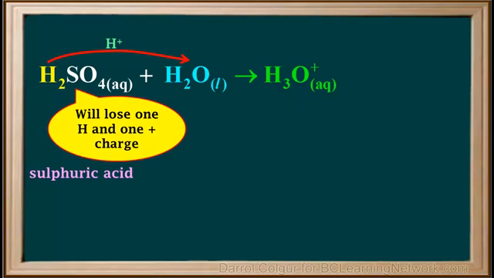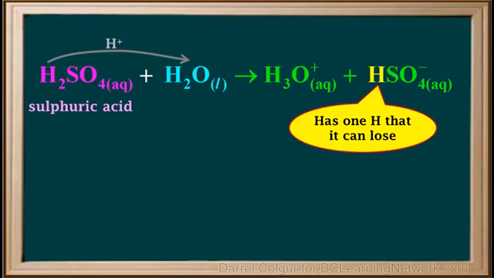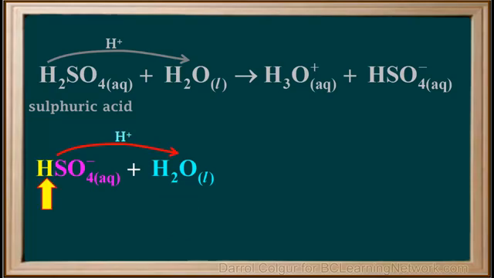Because the H2SO4 is losing an H+, it means it's losing one H atom and one positive charge. This gives us HSO4 with a minus charge. HSO4- is called a hydrogen sulfate or bisulfate ion. Notice that HSO4- has one hydrogen it can lose. So in the second step of the ionization of sulfuric acid, the HSO4- will react with water and donate its proton to water, which would produce another hydronium ion.